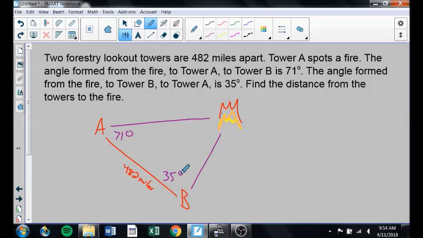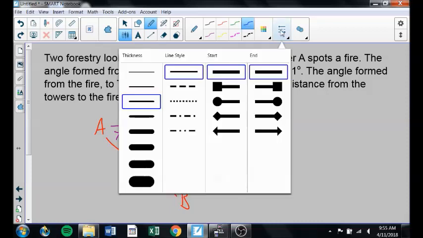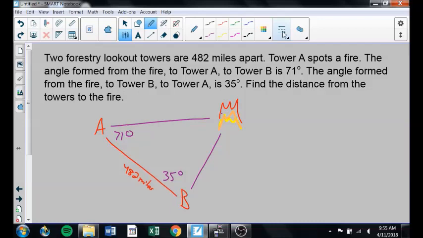This is another scenario where I don't have a right triangle, so I can't just use plain old sine, cosine, tangent. You'll find most things work out that way, at least initially. But I know that if this is 71 and this is 35, I can find this angle over here. And always just find whatever you can. I wasn't asked to find that angle, but if I can, I might as well, and it makes everything a little bit easier.